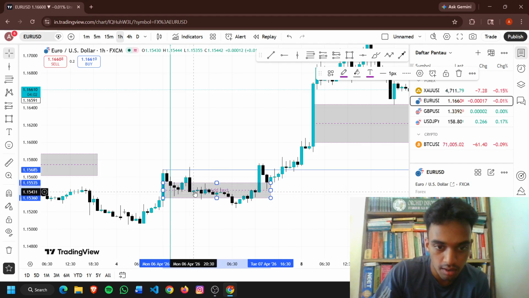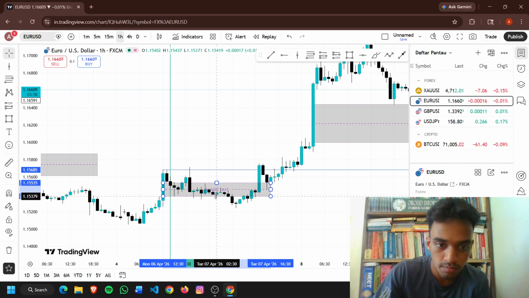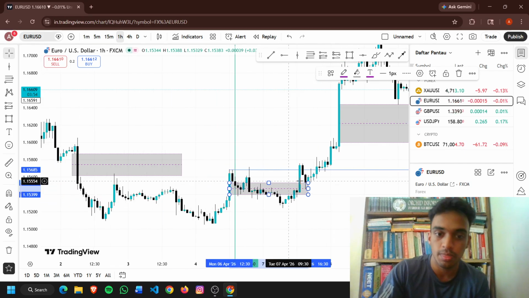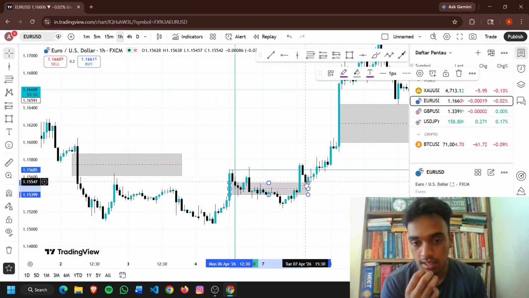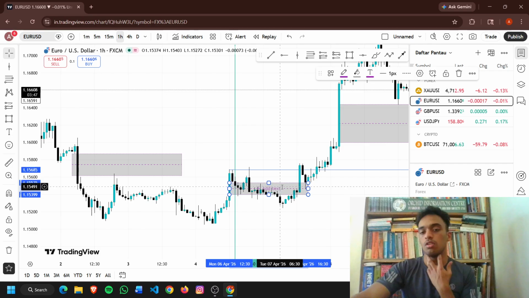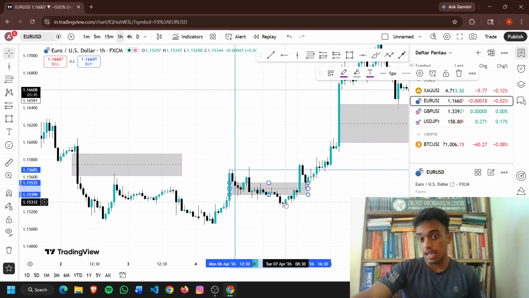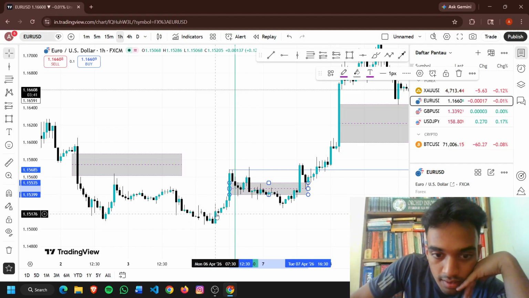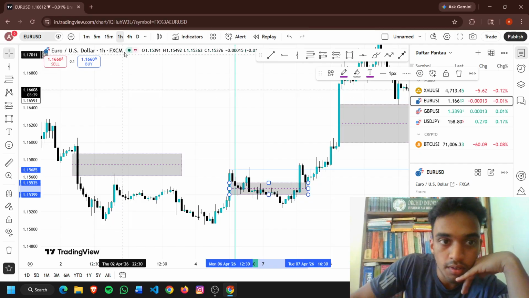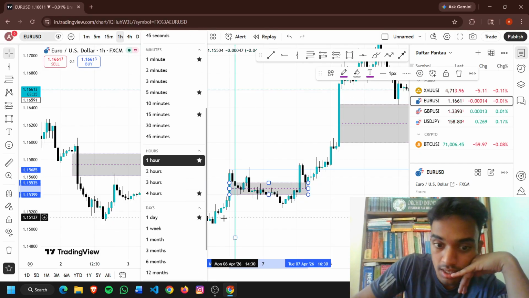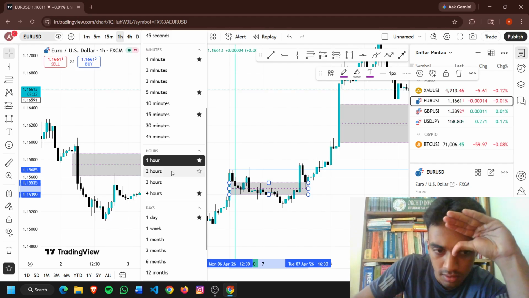It came and filled it, and then what happened? It filled it and completely disrespected this. This is what I meant by tends to fill. It still filled the imbalance, but the fair value gap was not respected at first. It came down and then it respected. Wait a second. If I go to another time frame, I guess this three candle is a fair value gap. This is how you should check, guys.